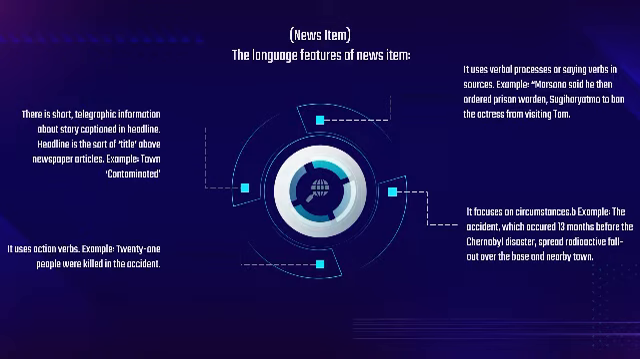3. It focuses on circumstance. For example, the accident, which occurred 13 months before the Chernobyl disaster, spread radioactive fallout over the nearby town. And 4. It used verbal process or saying verbs. For example, Marsono said he ordered prison warden Sugihara to ban the actress from visiting town.